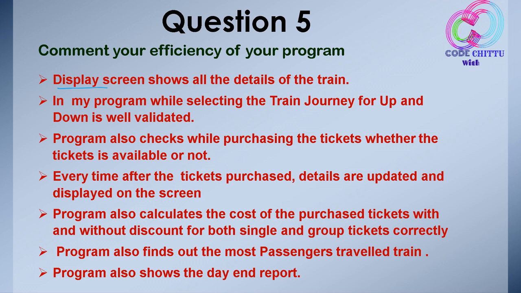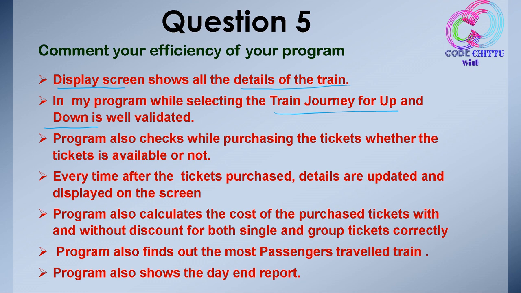So the display screen is working properly in our program, right? The display screen shows all the details of the train, especially train number and start time, end time, total passengers, total seats present in each train, and how many passengers up to now traveled in journey up as well as down, and how much money earned, total money also we are displaying in task 3. So these details are always displayed. So it is one of my efficiencies. And also the main efficiency in my program: when we are selecting the train journey up as well as down, both the inputs are validated. So we are validating both.